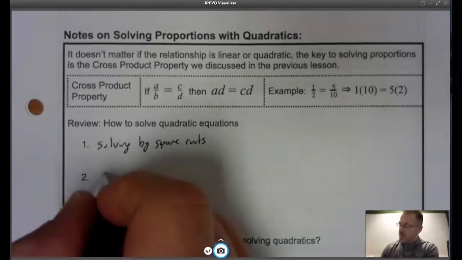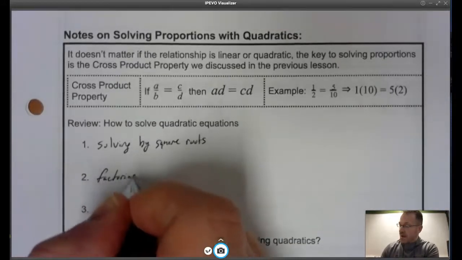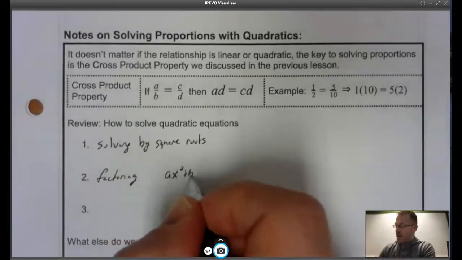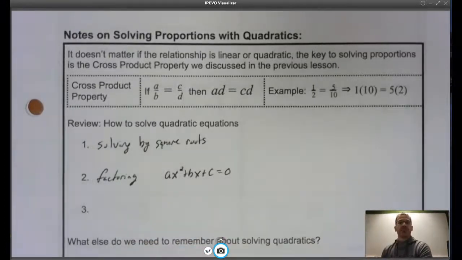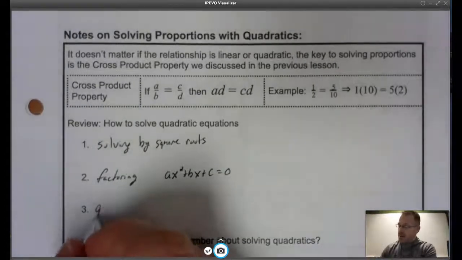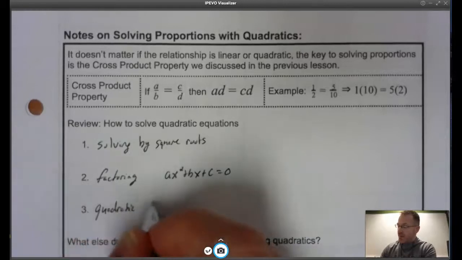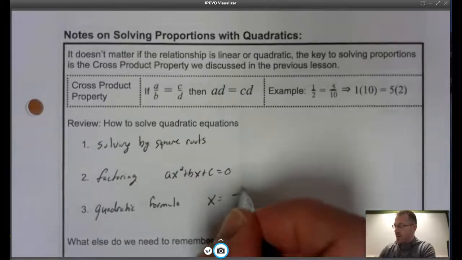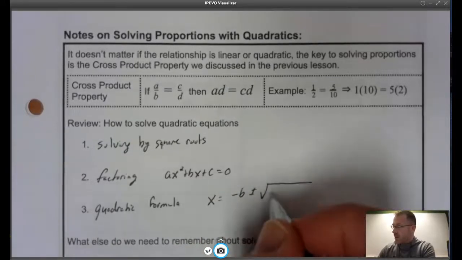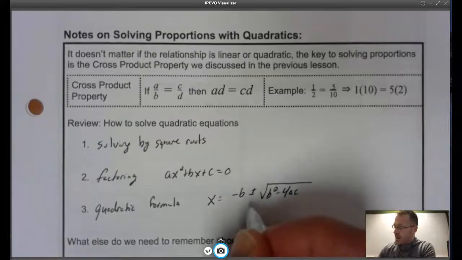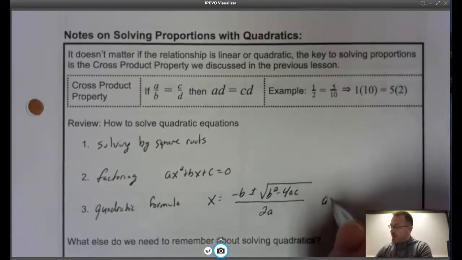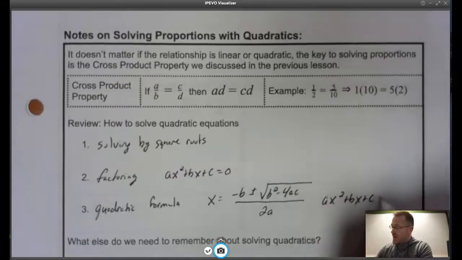Then we also can solve by factoring. When we factor, remember, we want ax squared plus bx plus c equal to 0. And then the last method is the quadratic formula, which is x equals the opposite of b plus or minus the square root of b squared minus 4ac, all over 2 times a. Just like when we're factoring, we want it to be ax squared plus bx plus c equal to 0.